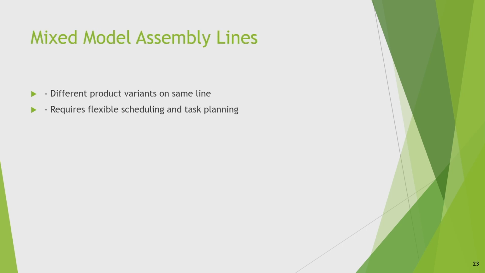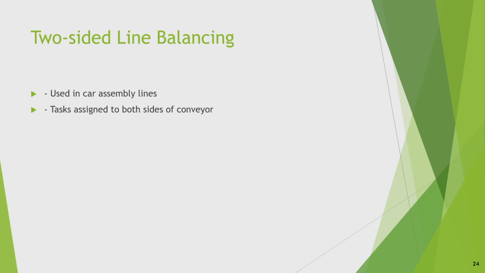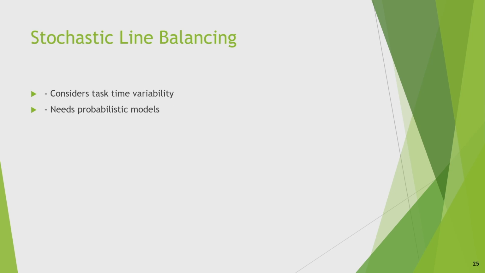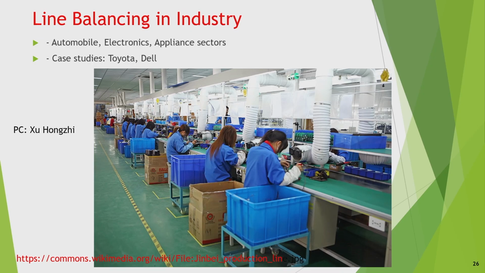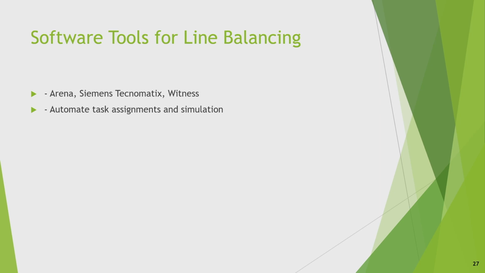Mixed model assembly lines have different product variants on the same line, and require flexible scheduling and task planning. Two-sided line balancing is used in car assembly lines, with tasks assigned to both sides of the conveyor. Then stochastic line balancing considers task time variability, with a lot of probability involved, but I am not covering that. Line balancing in industry: these are some examples, automobile, electronics, appliance sectors. Toyota and Dell are making use of it.